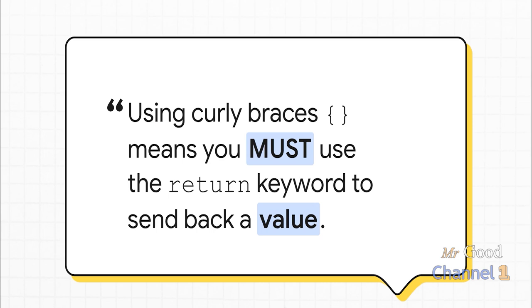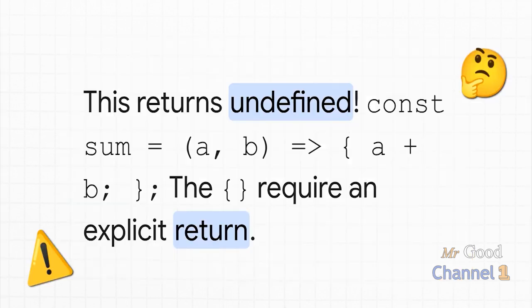Okay, listen up, because this is the number one trap people fall into with arrow functions. The second you add curly braces, you turn off implicit return. From that moment on, if you want your function to give back a value, you are responsible for typing the return keyword yourself. And here's what that trap looks like in the wild. This code looks like it should work, right? But because of those curly braces and the missing return, what happens is JavaScript calculates a plus b and then just throws the result away. The function ends up returning undefined. This one little mistake can cause some seriously confusing bugs.